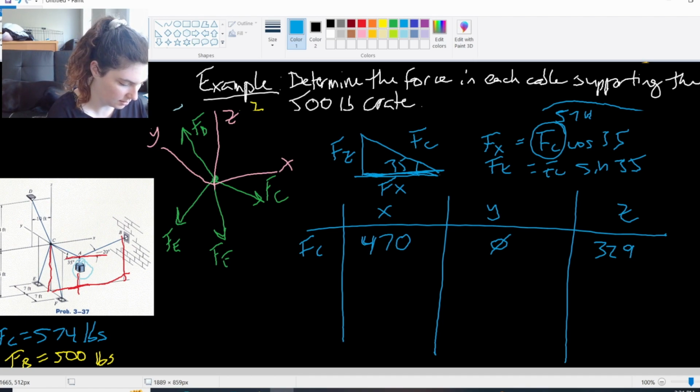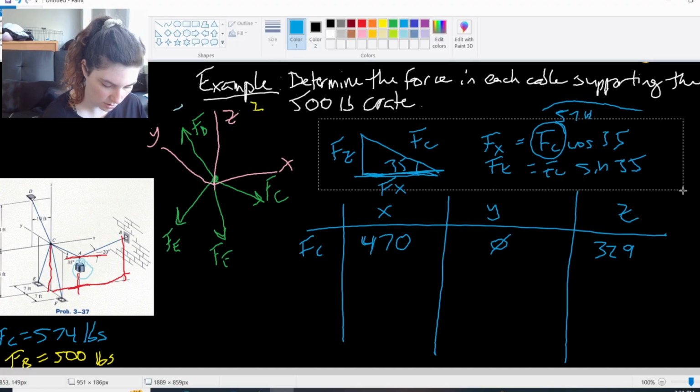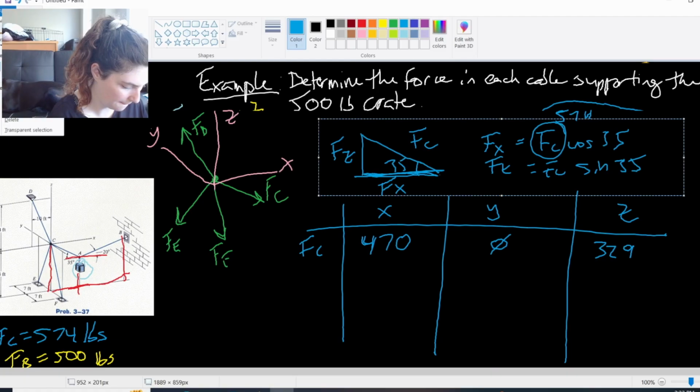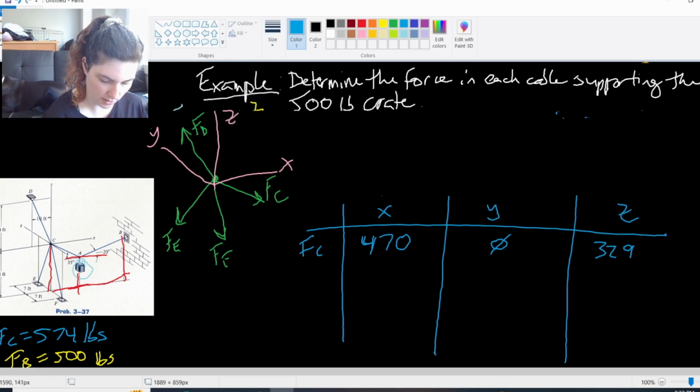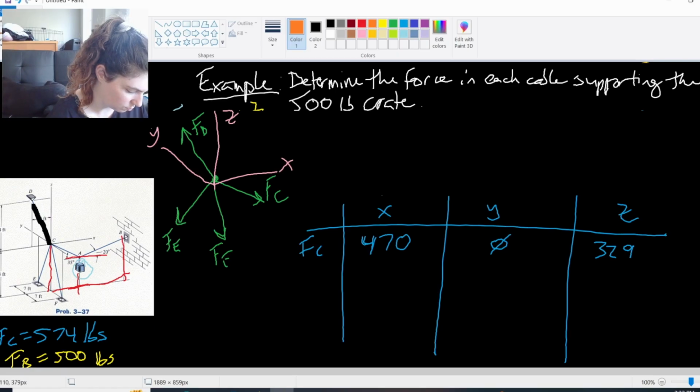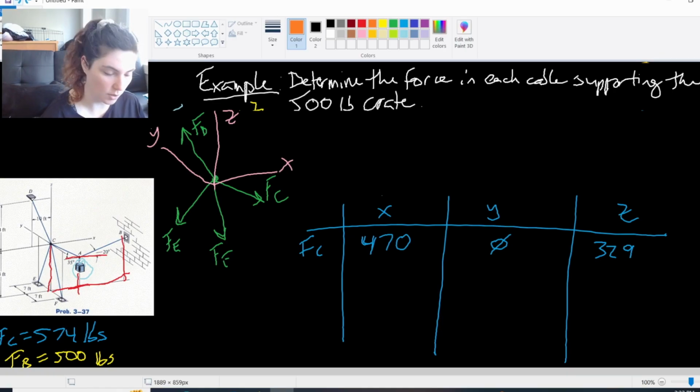So I can say, let me move this and use this as a workspace up here. What should we look at next? Let's go ahead and look at FD. FD is in the XZ plane, just as FC was, right? And we can tell by those thin lines. It's telling us that it exists in the XZ plane.